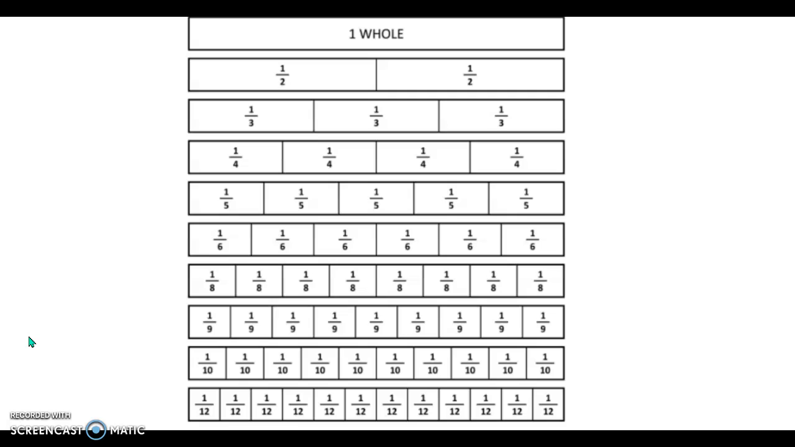So you should have a yellow piece of paper in front of you that has your fractions on it. If you do not, please pause the video and get that because you are going to need it.